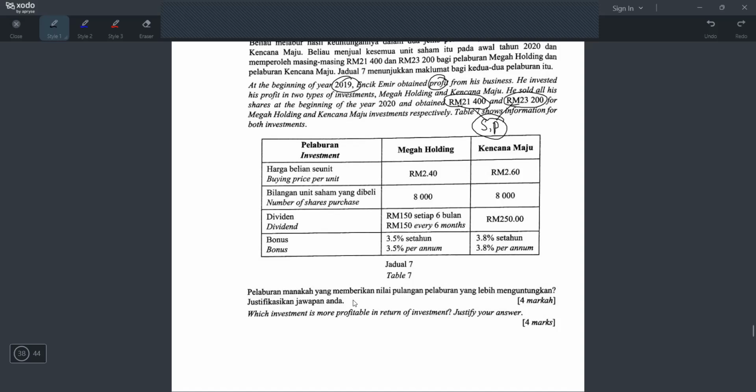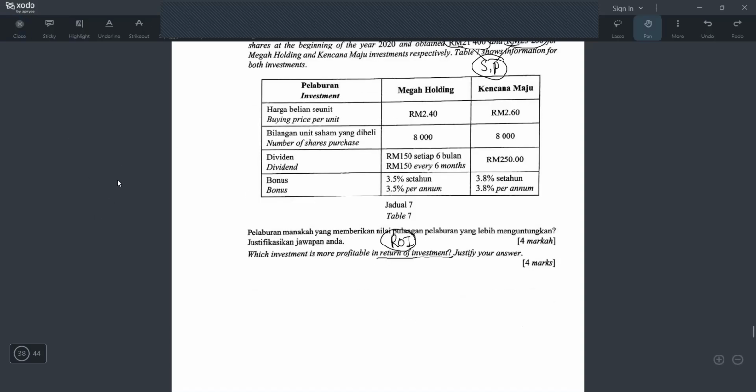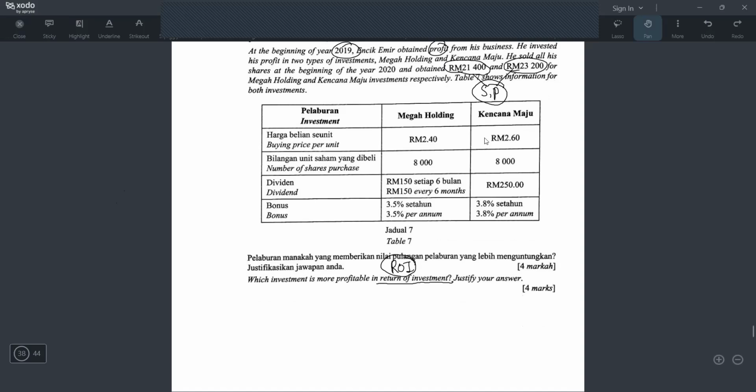Which investment is more profitable in return of investment? Justify your answer. Okay, this is important. Return of investment, what do you call this? We call it ROI. They are asking which investment is more profitable, so what we do is calculate ROI for both companies.